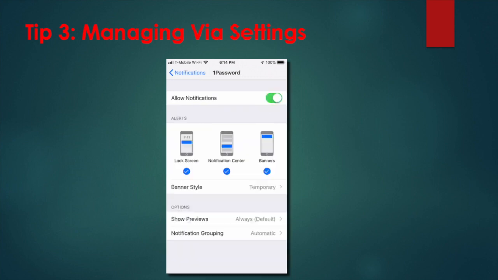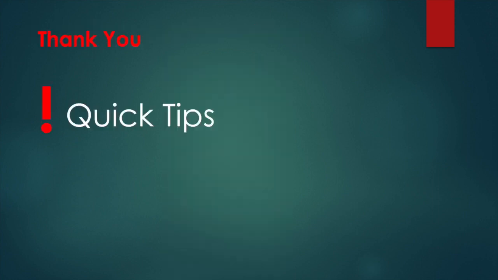Here you can allow or disallow notifications, set how you would like to be alerted or notified, set the banner style, and adjust some additional options. You may want to spend some time considering how you'd like to be notified by each app, if at all, and then experimenting with these many options.